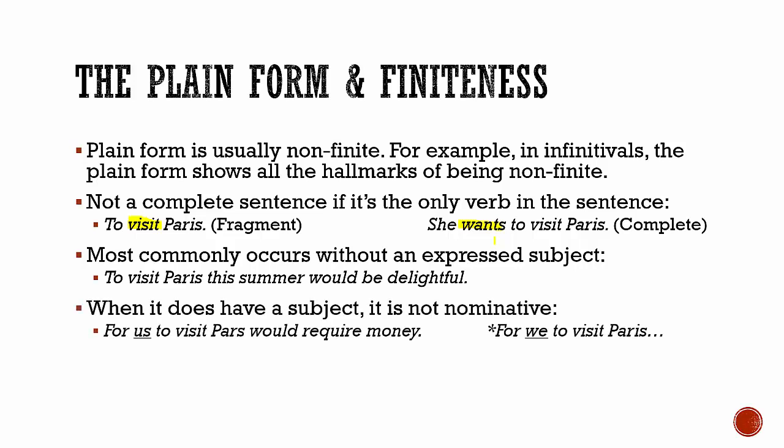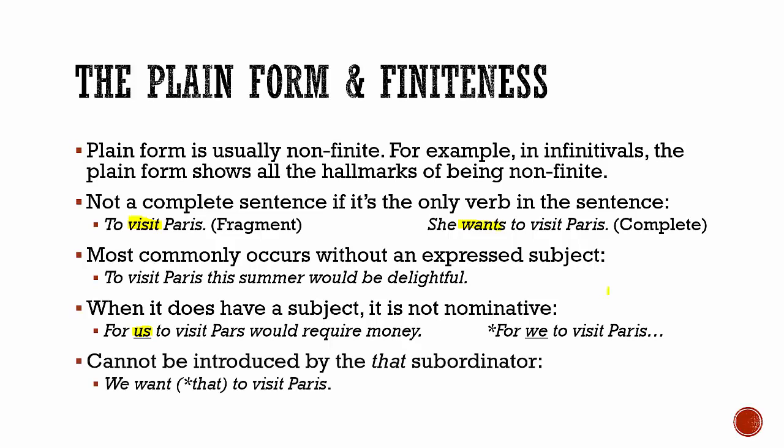So "for us to visit Paris would require money," and there's "us," which is the accusative form. You couldn't say "for we to visit Paris would require money," right? So we can't use the nominative form there. And we couldn't introduce it with a "that" subordinator. So "we want to visit Paris" has "to visit Paris" as an embedded non-finite clause. Because it's non-finite, we couldn't introduce it with a subordinator. You can't say "we want that to visit Paris."